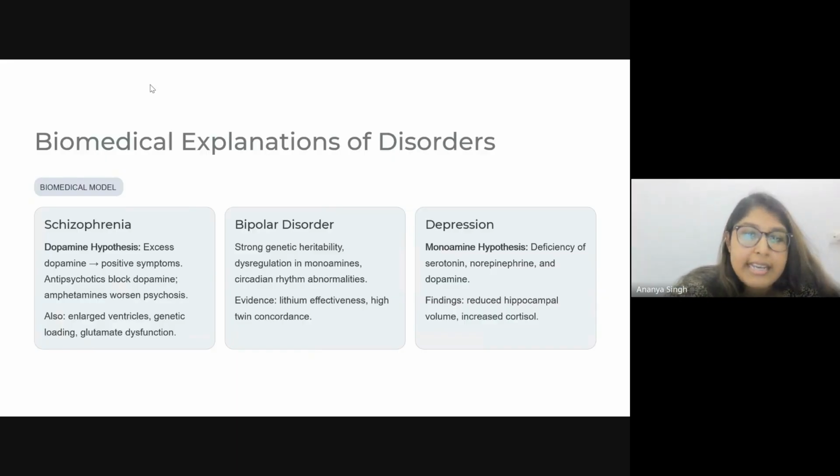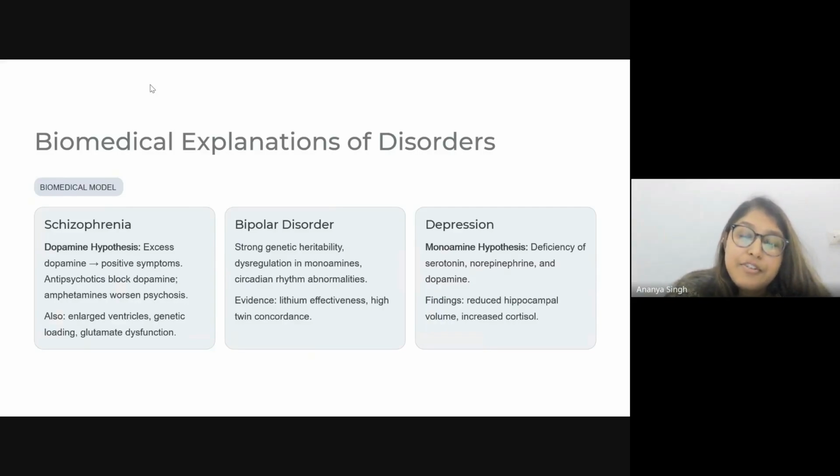So there's strong genetic heritability, dysregulation in monoamines, and circadian rhythm abnormalities. Lithium is particularly implicated in bipolar disorder, lithium effectiveness, and high twin concordance. So if one twin has bipolar disorder, chances are the other twin would also have bipolar disorder.